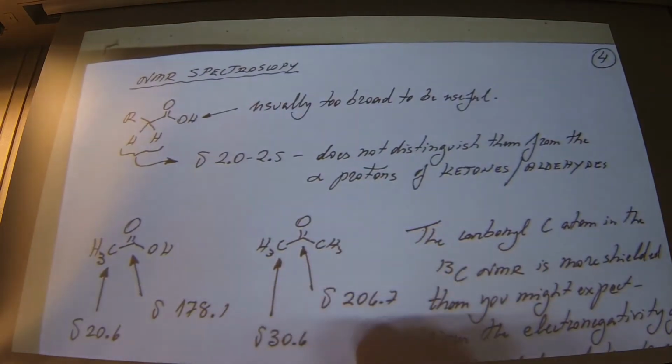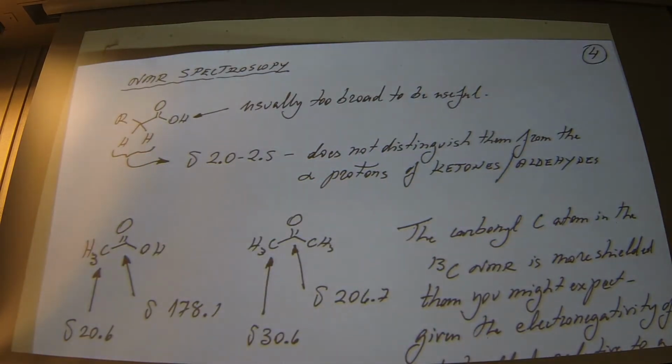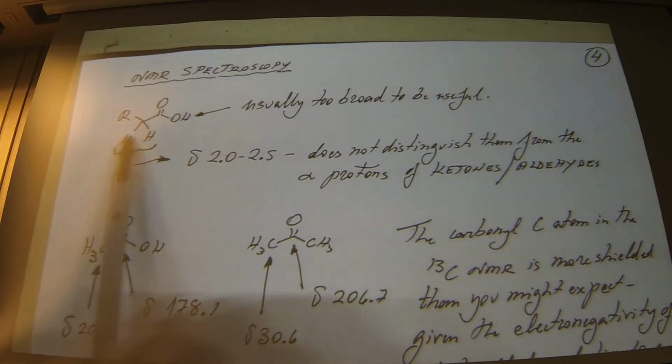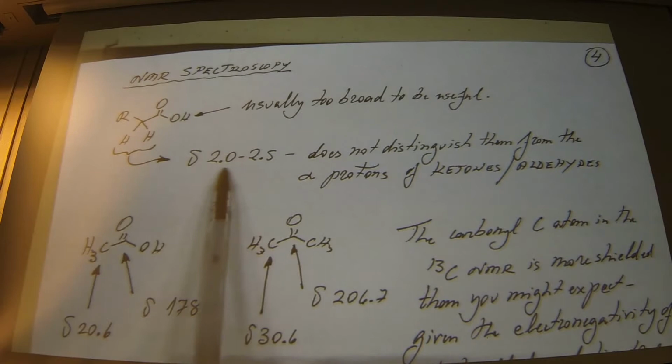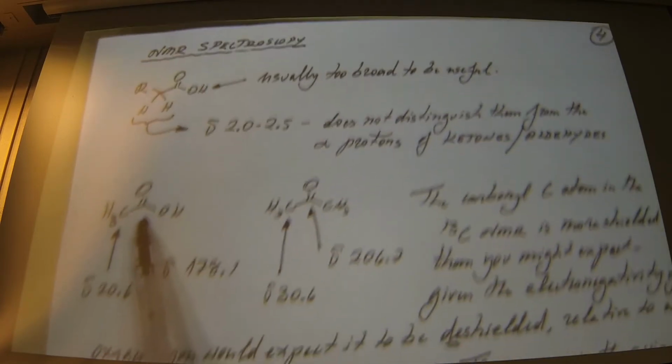NMR spectroscopy, the OH, usually that's way too broad. You hardly ever see that. It's usually spread over so many ppm that you barely see it. If you have an alpha methylene, this is in the same range as for a ketone or an aldehyde, so it doesn't help you. If you know it has a carbonyl, and it might be a ketone, might be an acid, you're not going to be able to tell the difference by proton NMR of the alpha protons. That's not diagnostic. Carbonyl, on the other hand, is diagnostic.